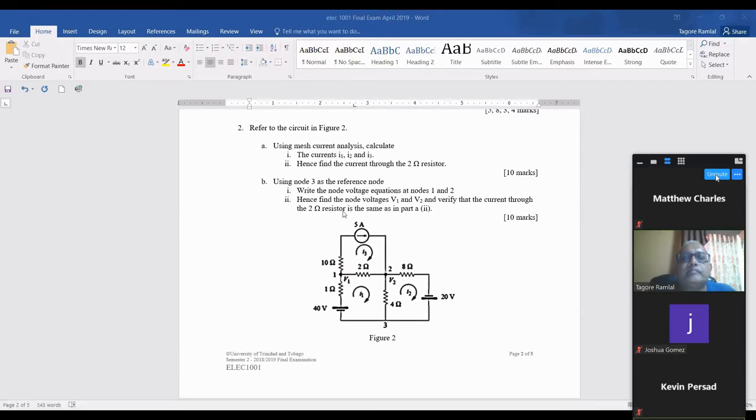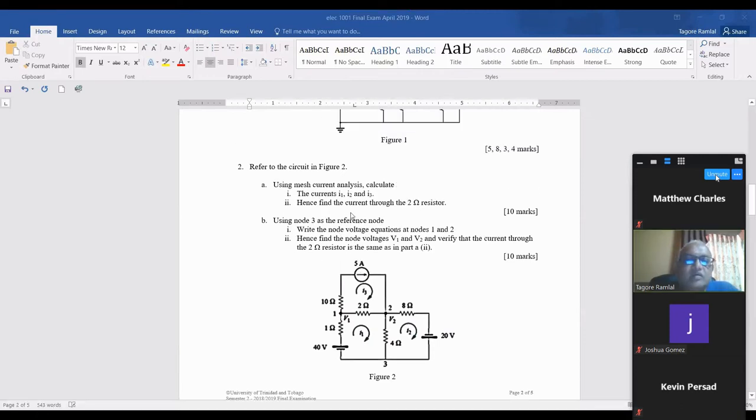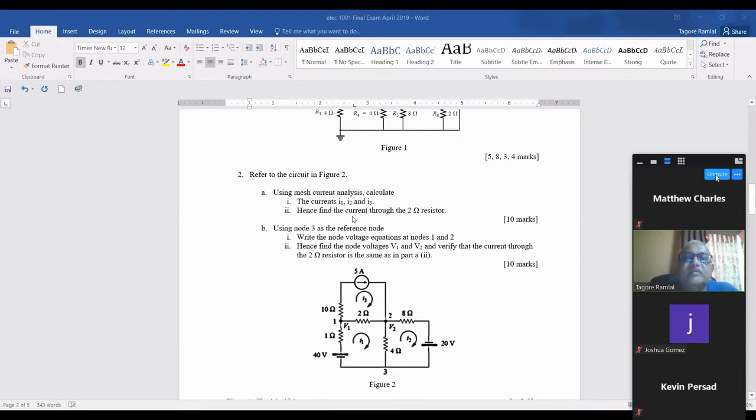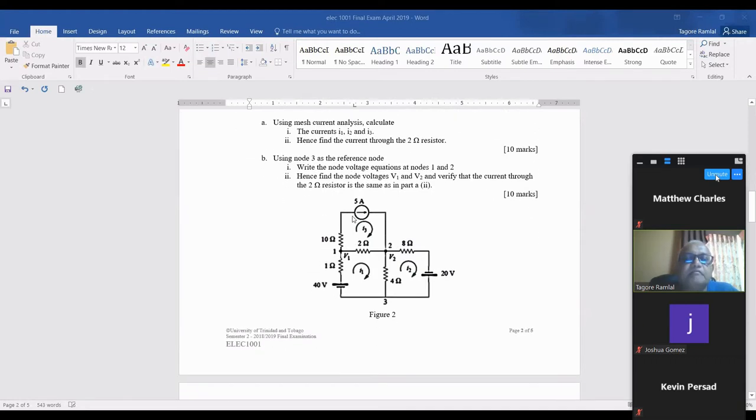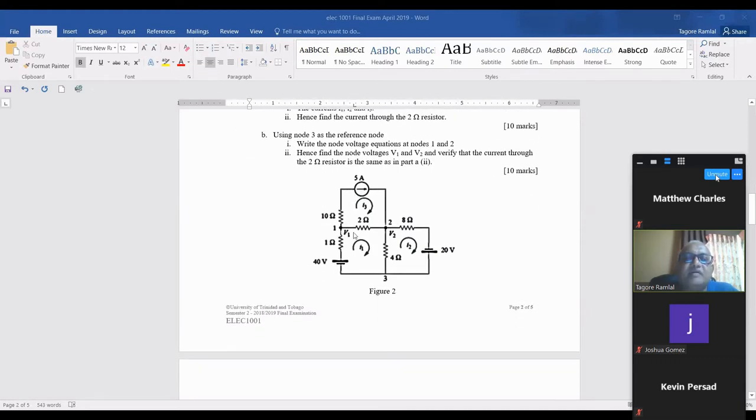Yes, sir. All right, so I want to start off with question two in this past paper. Question two, part B, they want us to use nodal analysis to solve this. Now, the whole thing about this question is I have a current source in series with this 10 ohm resistor. So if I have to use nodal analysis, I have two principal nodes, right?